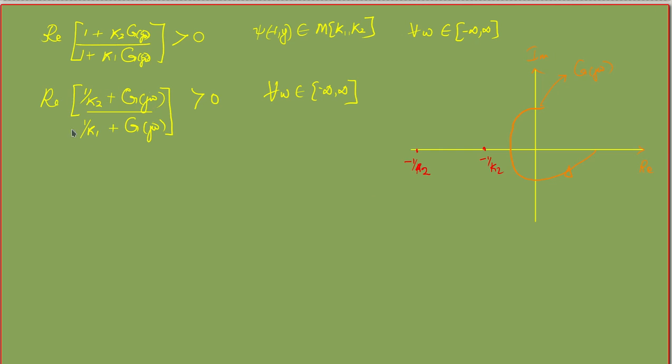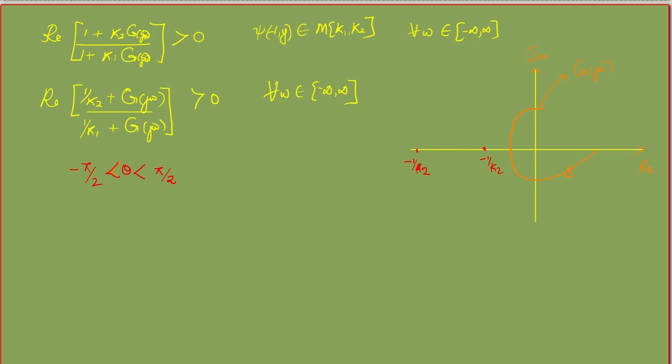Real part of this whole part greater than 0 means that the plot of this curve of this system should lie to the right of this line. Okay, if it has to lie to the right of this line, it means that the angle extended by this system should lie between these two lines. Okay, so let us see how it is possible. So let us look at this curve here.